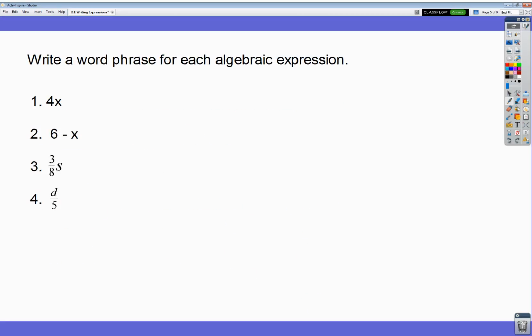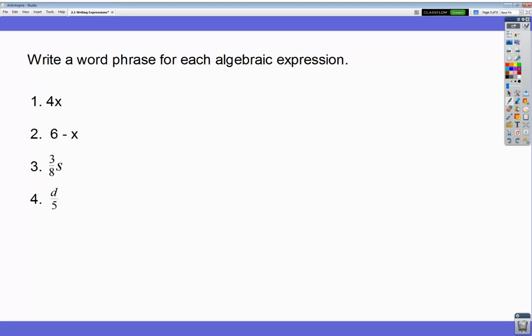Okay, the next page is writing word phrases for each algebraic expression. So now we're given the expression and we are going to write a word phrase. There is more than one possible word phrase for each expression, so we'll try to come up with a few different ones. Number 1 is 4x.